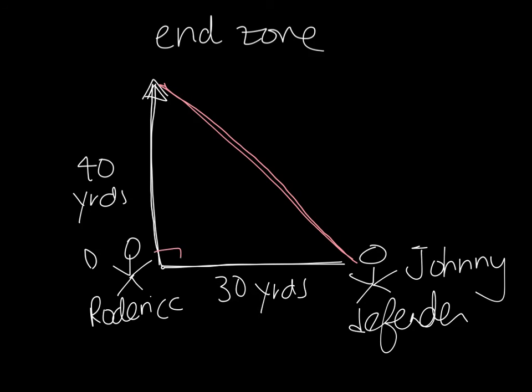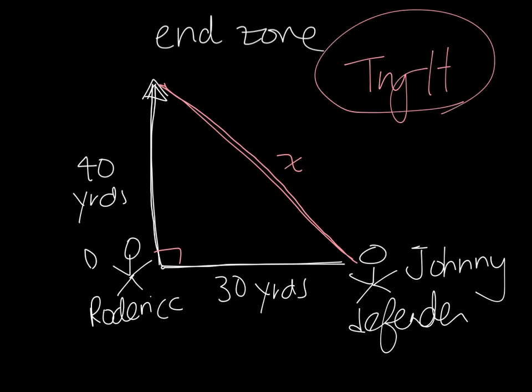So I'm going to use the Pythagorean theorem. I'm going to see how far Johnny has to run in order to tackle Roderick before he gets to the end zone. So I want you to figure that out using a calculator, about how many yards does he have to run. Okay, that's what I want you to figure out, and we will talk more about this tomorrow.